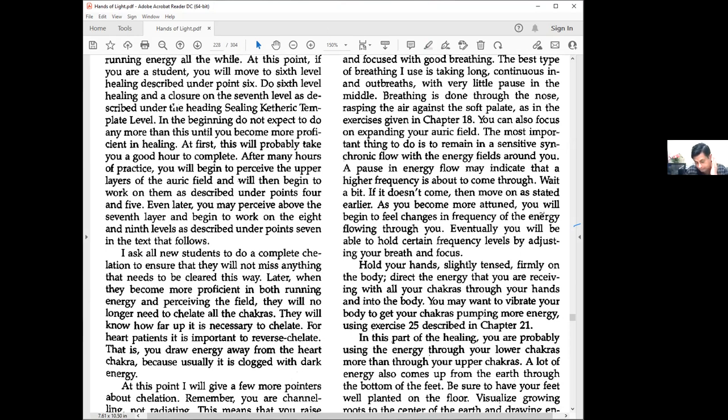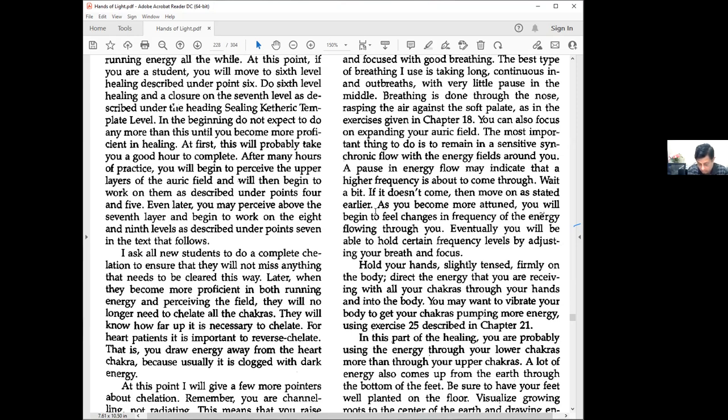The best type of breathing I use is taking long, continuous in and out breaths with very little pause in the middle. Breathing is done through the nose, rasping the air against the soft palate, as in the exercises given in chapter 18. You can also focus on expanding your auric field. The more important thing to do is to remain in a sensitive, synchronic flow with the energy fields around you. A pause in energy flow may indicate that a higher frequency is about to come. Wait a bit. If it doesn't come, then move on as stated earlier.